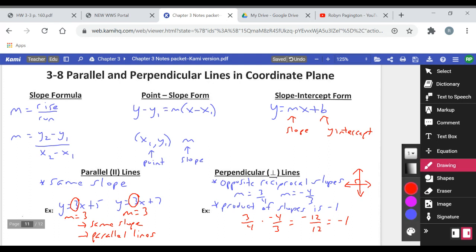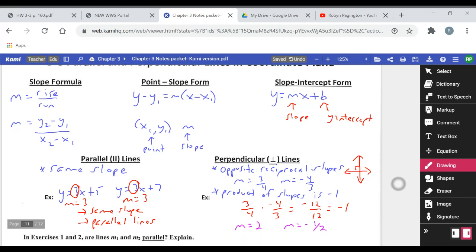I guess to show you one other example, if I had a slope of 2, then the opposite reciprocal of that would be negative 1/2. Okay, I can make 2 a fraction by putting 2 over 1, and then I can flip that fraction and change the sign and get negative 1/2. If I start off with a negative slope and I flip it and change the sign, it becomes a positive slope. So hopefully you get the idea there.